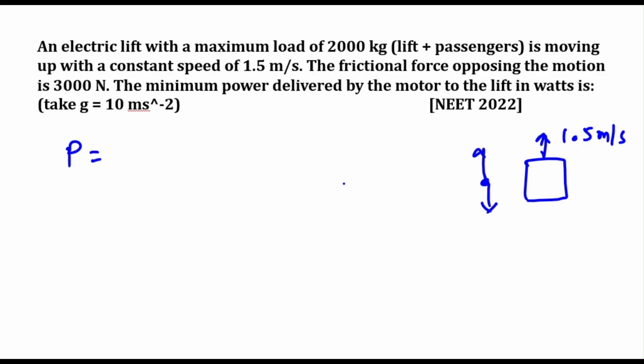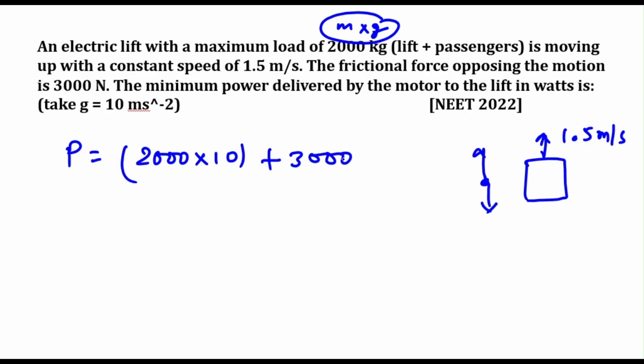So what are the total forces acting? One force is here due to gravitational pull. This will be 2000 kg into, look, this is mass into acceleration due to gravity. Then this will be the gravitational pull on the lift. So take it as 10, as it has been said in the question. Plus one more force is acting downward, because the motion is upward, so the frictional force is also going to oppose the motion. So here we have to write 3000, and now we have this in Newton.